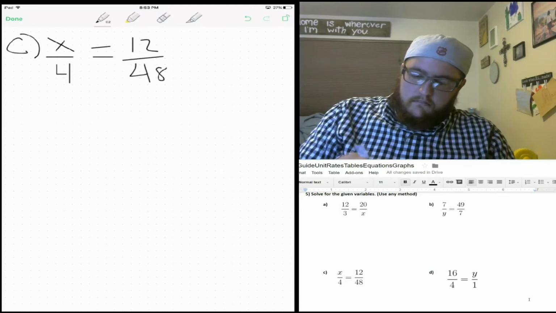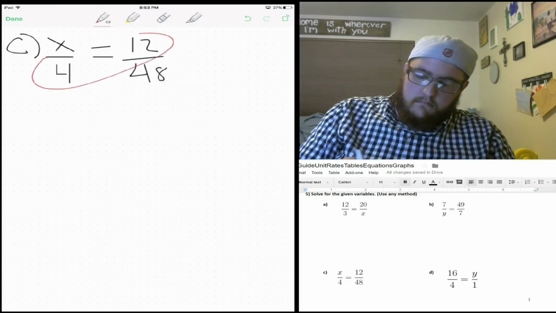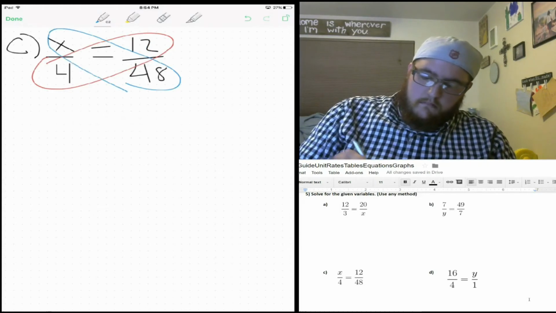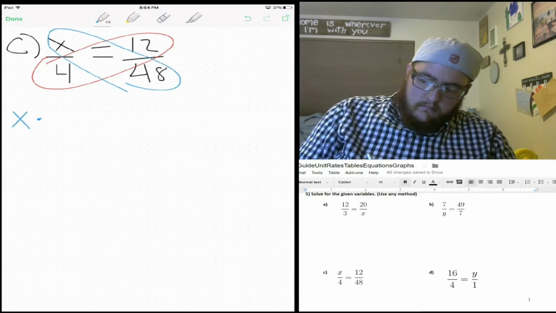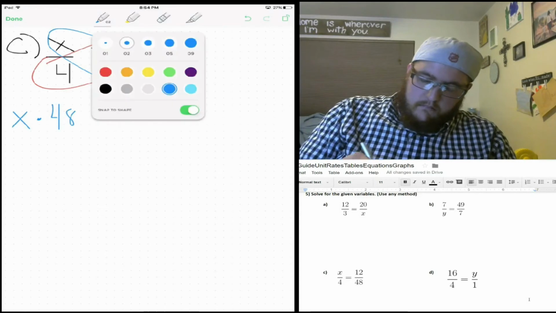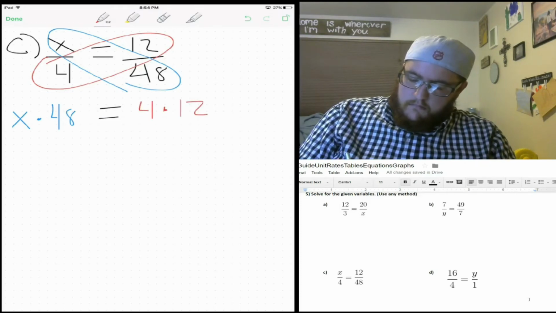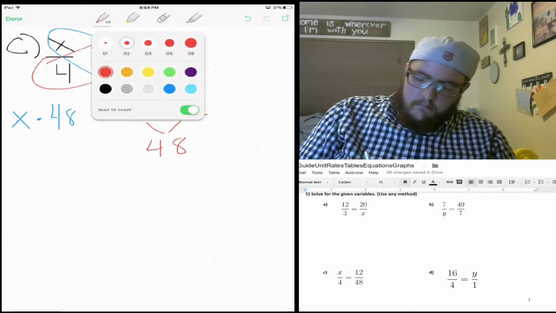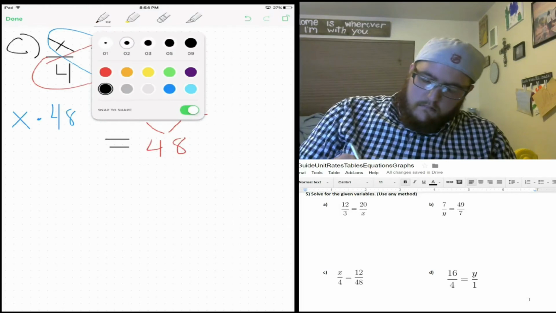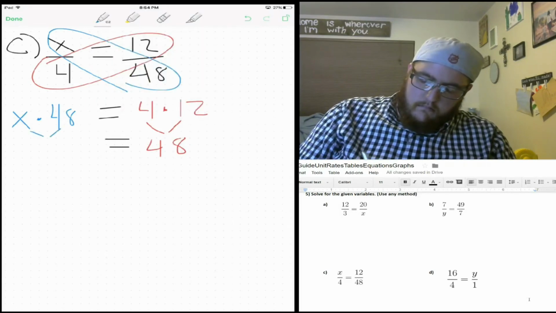I'll set up my rates once again, and then draw my butterfly wings. Now I'll set the product of the first butterfly wing, or x times 48, equal to the product of the second butterfly wing, or 4 times 12. I'll go ahead and multiply these out. 4 times 12 is 48, and that will be equal to the product of the first butterfly wing, which will be x times 48, or 48x.